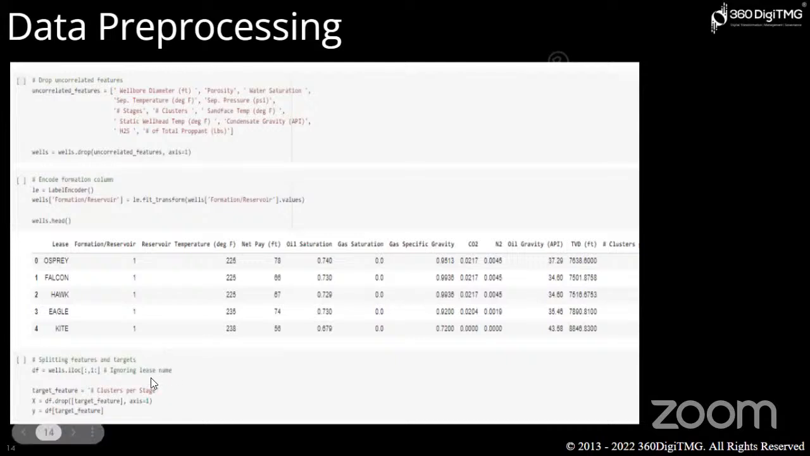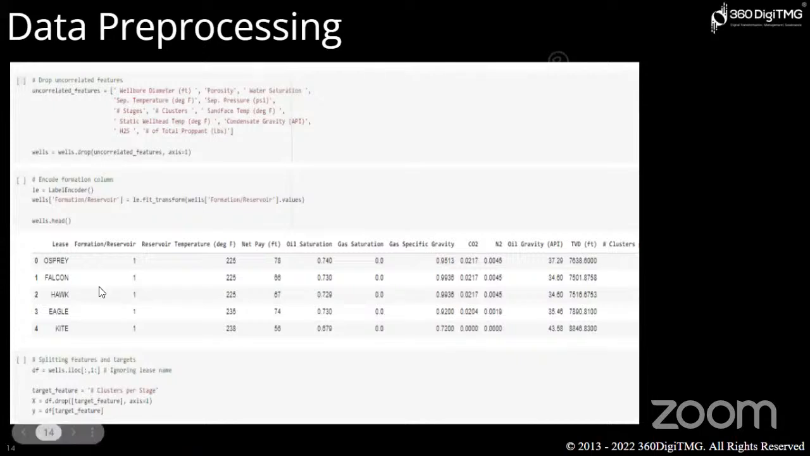When it comes to splitting, I have to do the splitting here. I know my clusters of stages that we have, that is nothing but my output data. So based on that, if I am saving my data in DF here, except the target feature, which is my number of clusters per stage, that is my target feature here.